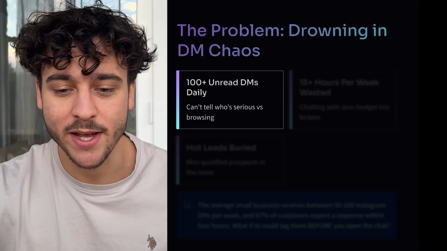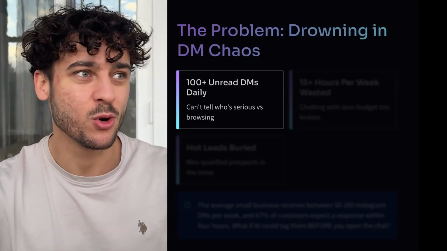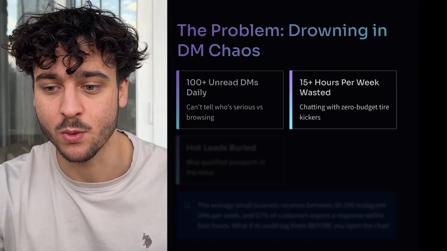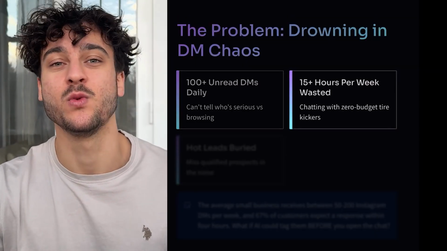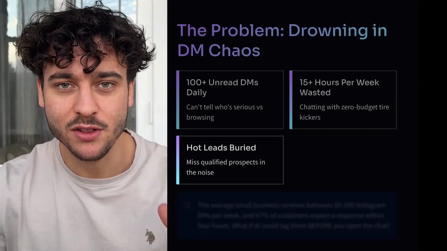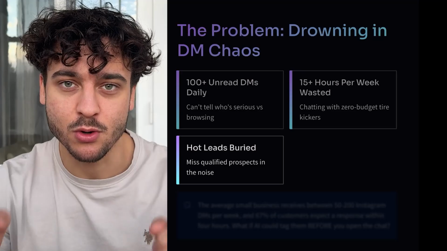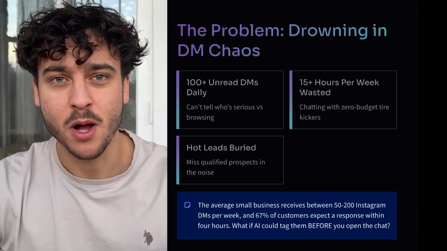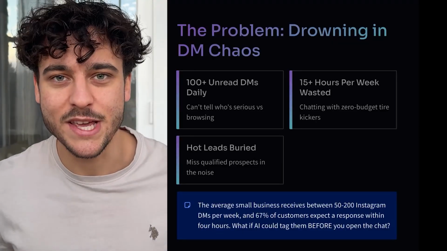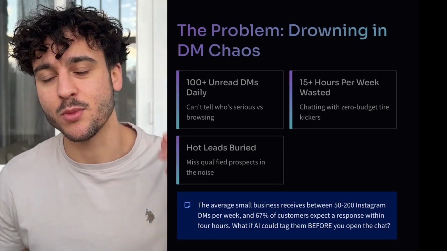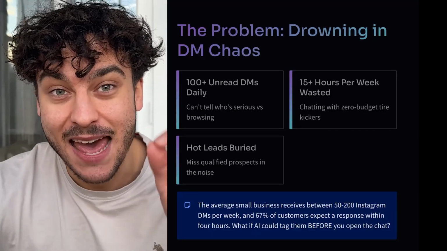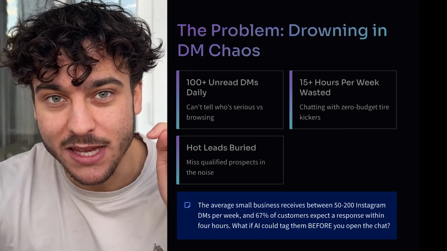Now the problem you're likely facing is that you're drowning in DM chaos. You have 100 unread daily DMs and you can't really tell who's a serious match, who's just browsing, and who is actually someone I want to work with. You're wasting 15 plus hours a week chatting with people who have no budget and don't even fit your service, and hot leads are buried amongst the ones that you don't even want to talk to. The average small business receives between 50 to 200 Instagram DMs every single week, and 67% of customers expect a response within 4 hours. Now, what if AI could tag the conversation before you even look at it?